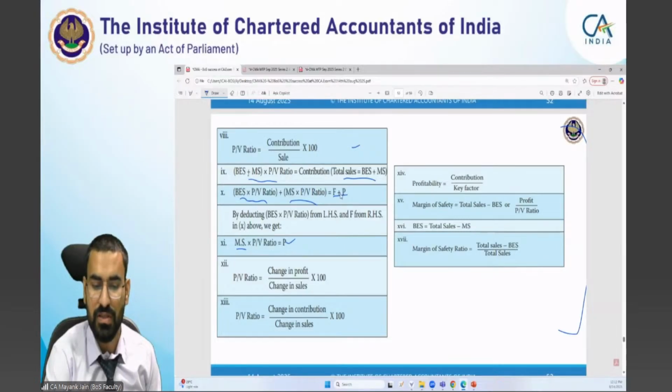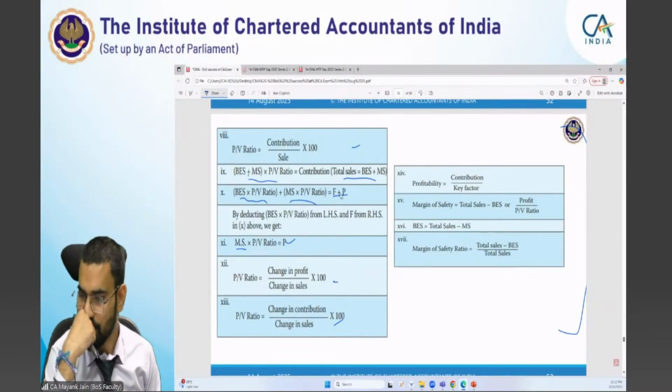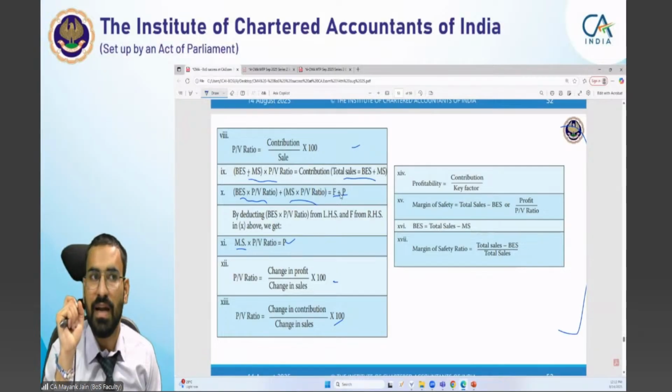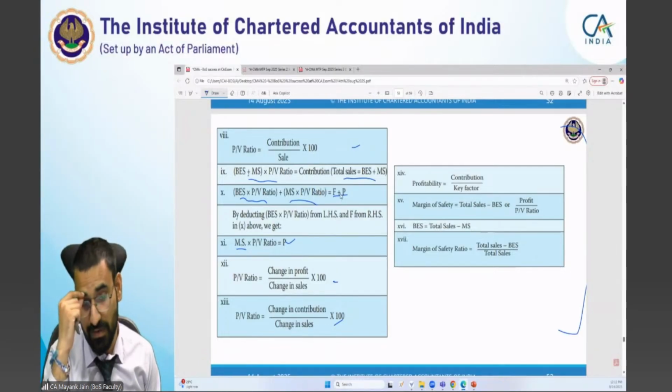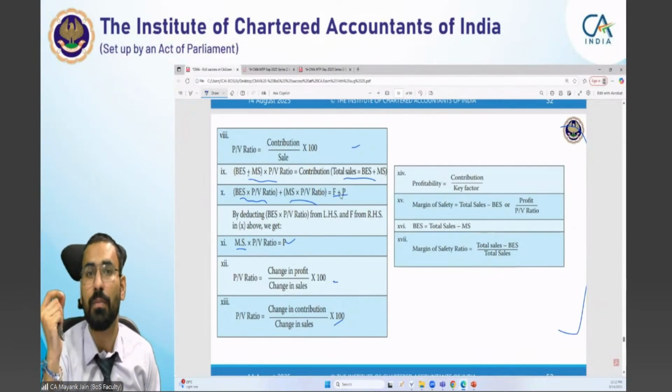PV ratio is also the change in contribution or the change in profit divided by change in sales. Margin of safety is the profit upon PV ratio or the total sales minus break even sales. Basically, the total sales is the addition of break even sales and the margin of safety. Margin of safety is over and above your break even sales, which is basically the profit divided by the PV ratio. Contribution into sales.